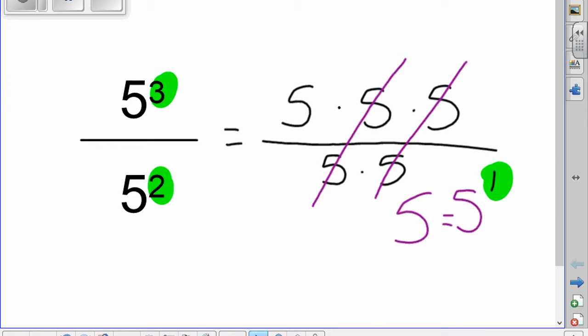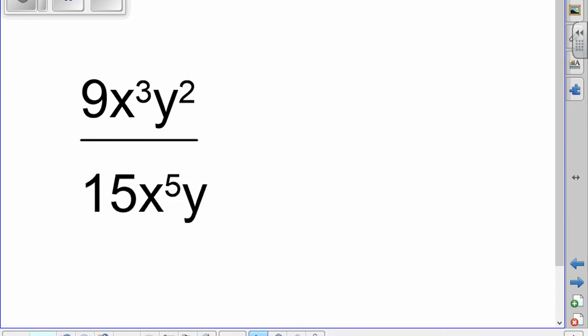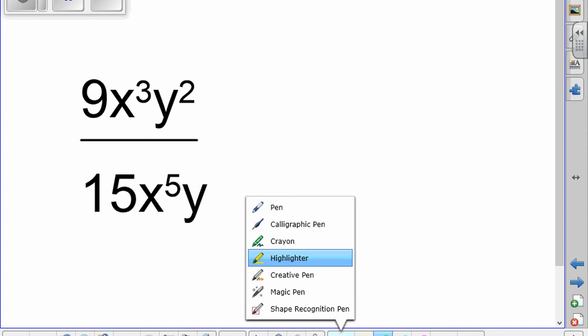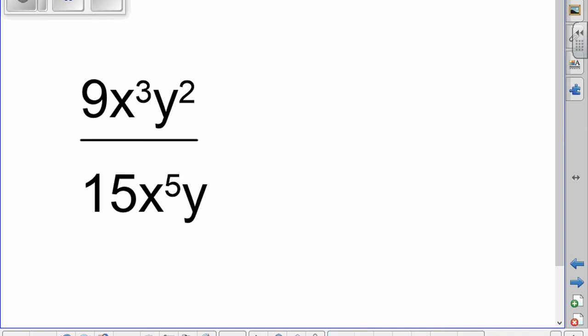Now I'm going to give you a little bit more of a challenging problem here, and this problem reads as 9x to the third power y to the second power divided by 15x to the fifth power y to the first power. Now there is no 1 in the air, so maybe that's a habit you want to get into of putting a 1 in the air there. Let me extend this out. I'm going to take the numbers and break them into prime numbers. It becomes a little bit easier to reduce after that.